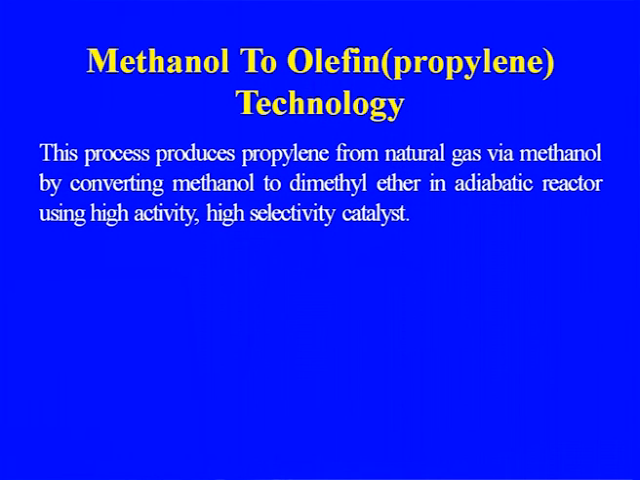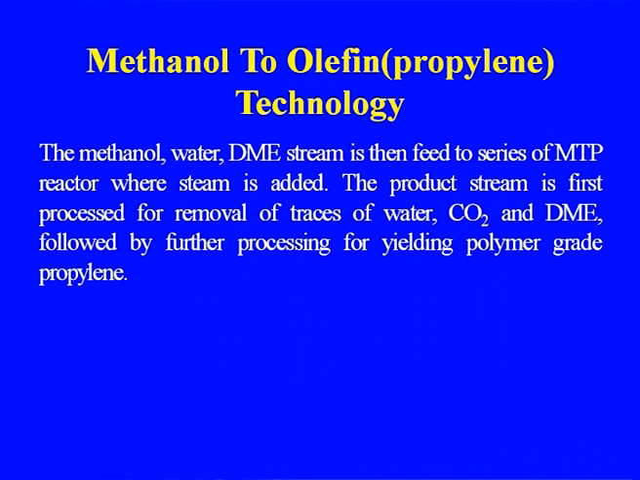So, this is the reason why the importance of catalytic dehydrogenation is there, and more units are coming, because we produce on-purpose propylene without going for catalytic naphtha cracking or other cracking processes. Methanol to olefin technology, which I discussed earlier, produces propylene from natural gas via methanol by converting methanol to dimethyl ether in an adiabatic reactor using a high activity, high selectivity catalyst. The methanol, water and dimethyl ether stream is then fed to a series of methanol to propylene reactors, which I showed you in that diagram.